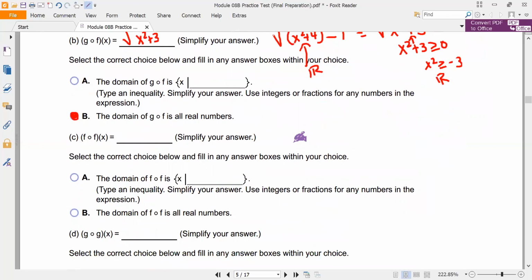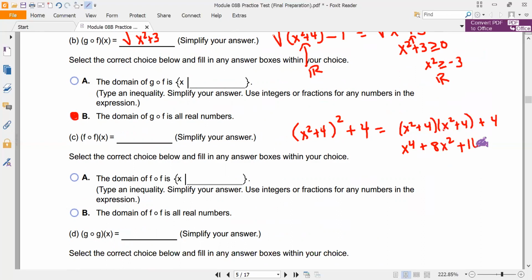Okay, f of f means that we're going to take, remember, x squared plus 4 with x missing, and then we're going to plug x squared plus 4 into the missing x spot. So we need to FOIL that out. So x squared plus 4 times x squared plus 4, and then we have our plus 4 at the end. This is x to the 4th plus 4x squared plus 4x squared would be 8x squared plus 16 plus 4. So this ends up being x to the 4th plus 8x squared plus 20. The original function was a polynomial, so all real numbers. The final answer is also a polynomial, so this one again is all real numbers.